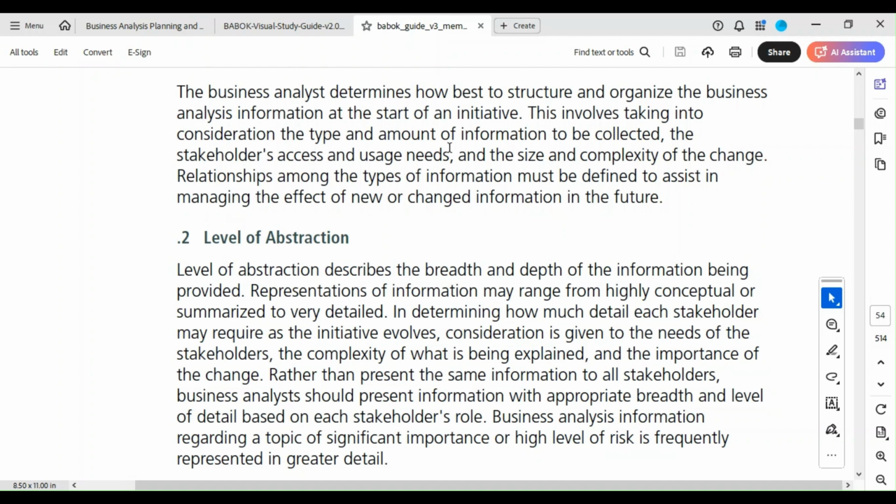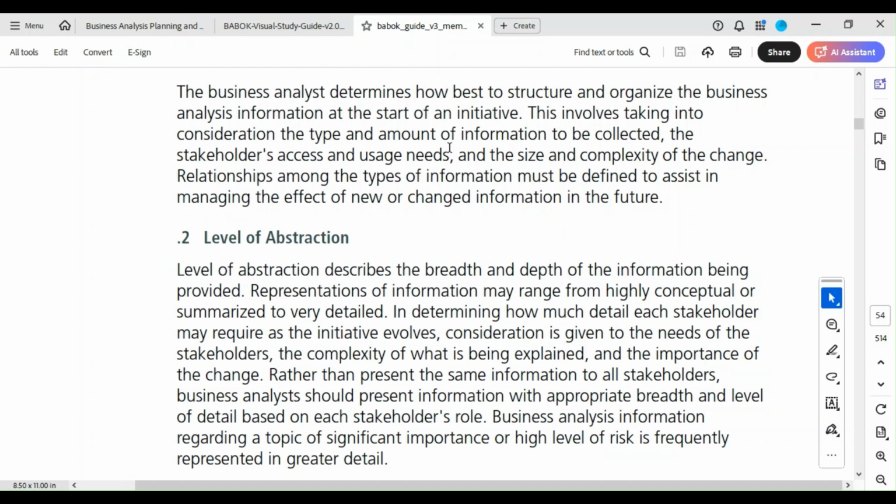So this is why you are doing this now, so that you people have an agreement, you know how you're doing things, so that you don't duplicate effort or get everybody confused. This involves taking into consideration the type and amount of information to be collected. Don't collect too little, and don't collect too much that you don't need. Consider the stakeholders' access and the users' needs, just like we mentioned, and the size and complexity of the change. When you know the size and complexity of your change, you know what to do at each point.